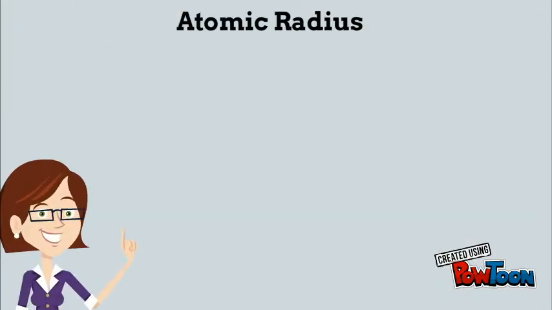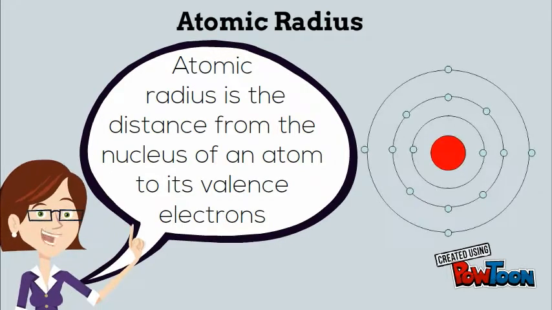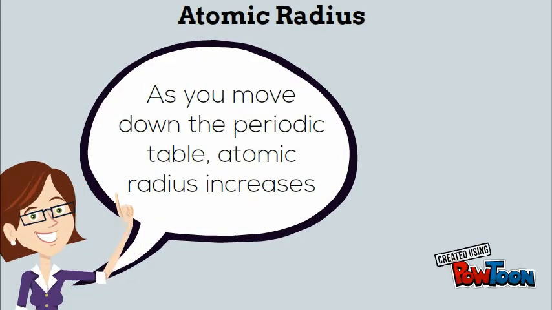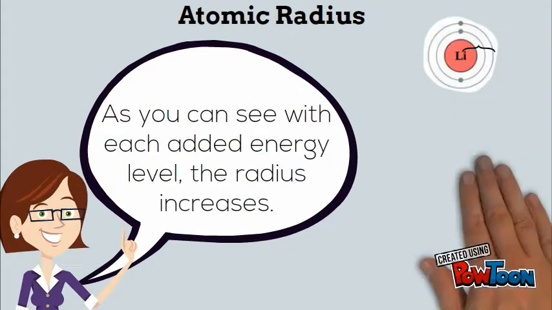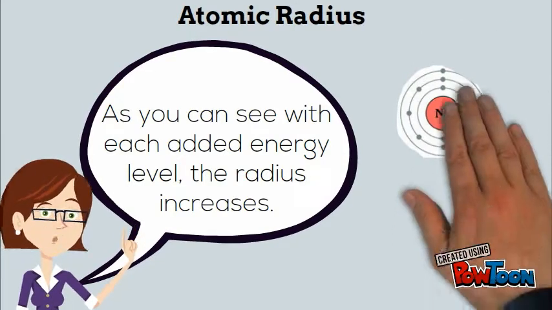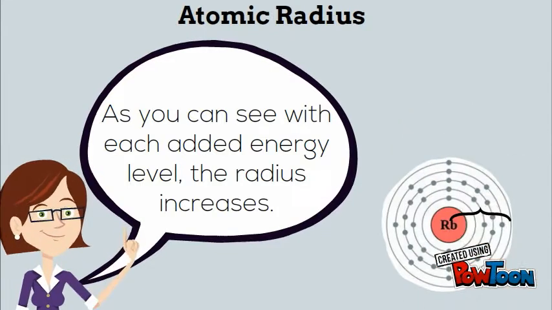First trend we're going to look at is the atomic radius. The atomic radius is the distance from the nucleus of the atom to its valence electrons. So just like when you're measuring the radius of a circle, it's from the center to the outside edge, so is the atomic radius. As you move down the periodic table, the atomic radius increases. As you can see, with each added energy level, the radius increases. So as you go down the rows and you add energy levels, you're going to increase the radius of the atom.